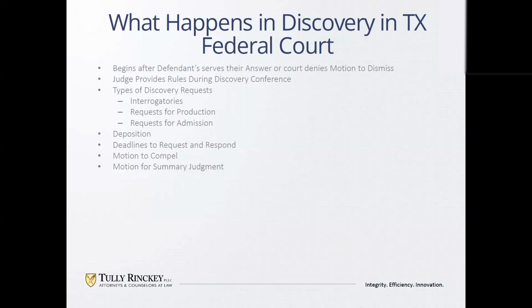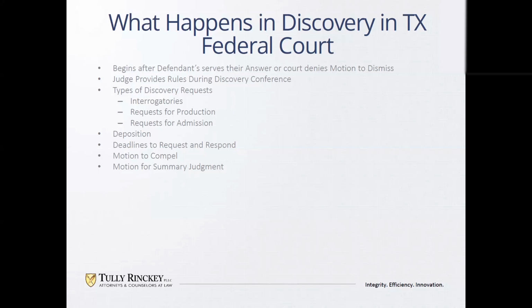Requests for production are when you request documents or other pieces of evidence that the defendant has in their possession. Again, with a request for production or any of these, the more specificity, the better. You don't have to know for a fact that they have this evidence, but you have to have a general idea that not only is the evidence relevant to your case, but it's likely that they have something to that effect that you're requesting.